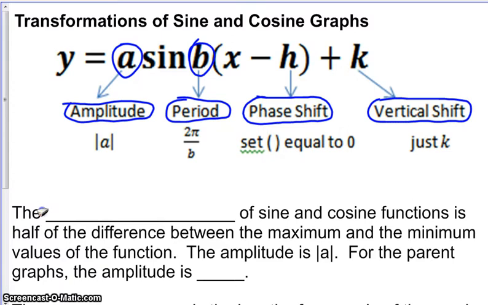So, the first definition we have is the amplitude. The amplitude of sine and cosine is half the difference between the maximum and minimum values of the function. The amplitude is always the absolute value of a, because if we had a negative out front, remember that means a reflection over the x-axis. So the amplitude only comes from the absolute value. For the parent graphs, our amplitude is +1.